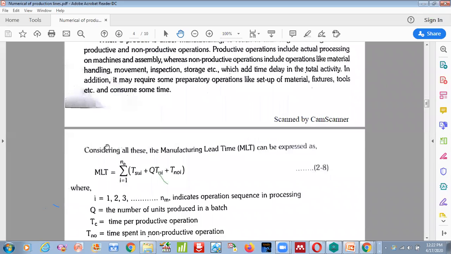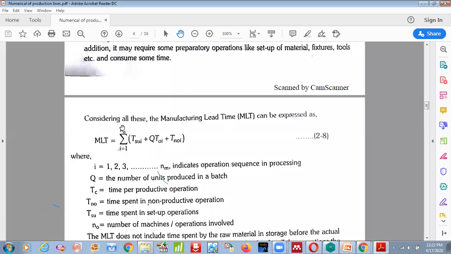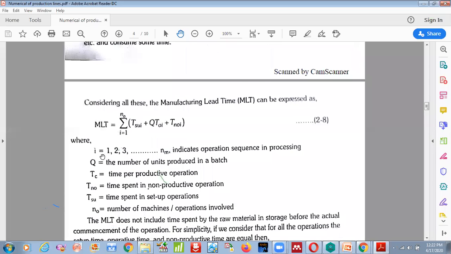So this MLT, manufacturing lead time, is being given from i equal to 1 to N0, whereas N0 is nothing but the number of machines which are available, my dear friends. i can be 1 to Nm. Q is nothing but the number of units produced in a batch. For one batch, how many units are being produced? TC is nothing but, we already know it, the time for productive operations. TN0 is the time spent in non-productive time.